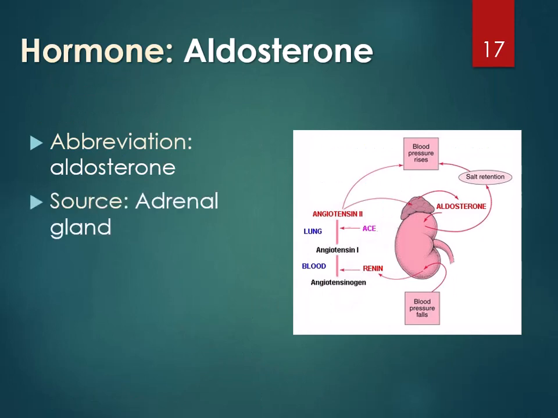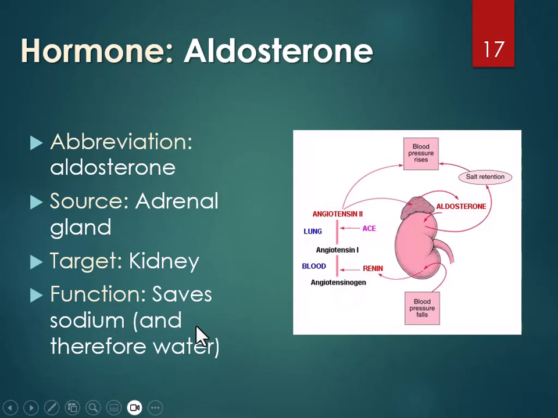Aldosterone comes out of the adrenal gland, and it works through some other hormones as this little picture indicates, but you should remember that it goes to the kidney and tells it to save sodium. Aldosterone saves sodium. And when you save salt, because of the rules of osmosis, you save water. So it can cause water retention indirectly because it's saving sodium. Aldosterone is also a steroid hormone.